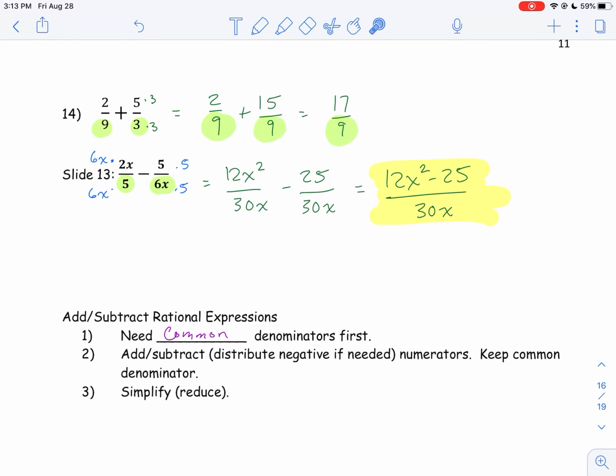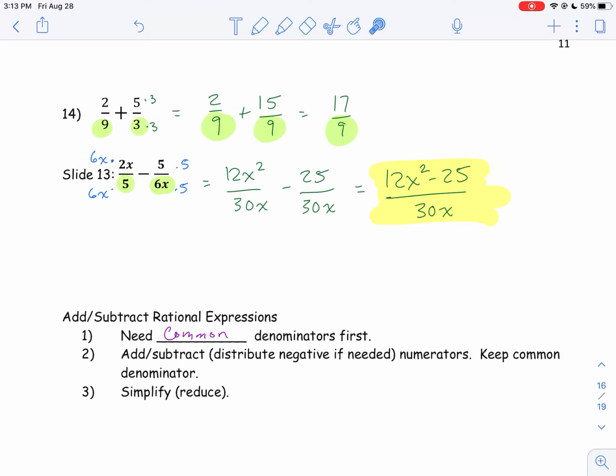All right, take a look at 14 here. What if the denominators aren't the same? Well, we need to make them the same, right? To get denominators the same, we have to multiply the numerator and the denominator by the same number. Here with 9 and 3, you can see 9 is the greatest common multiple. So I can multiply this by 3 and this by 3. So the 2/9 stays the same, but now I have 15 over 9. We now have common denominators, and then we add them and keep the same denominator.